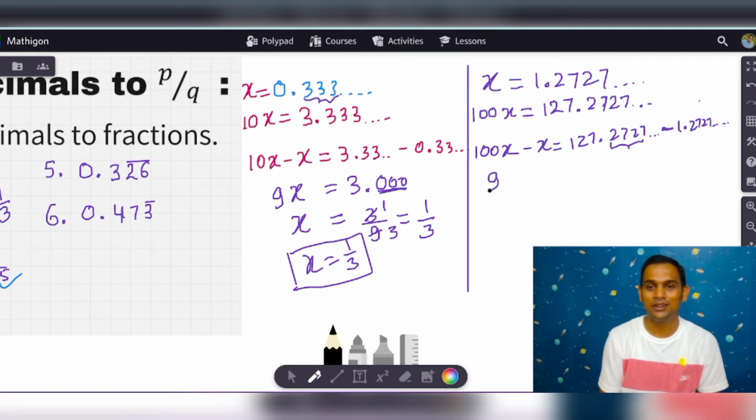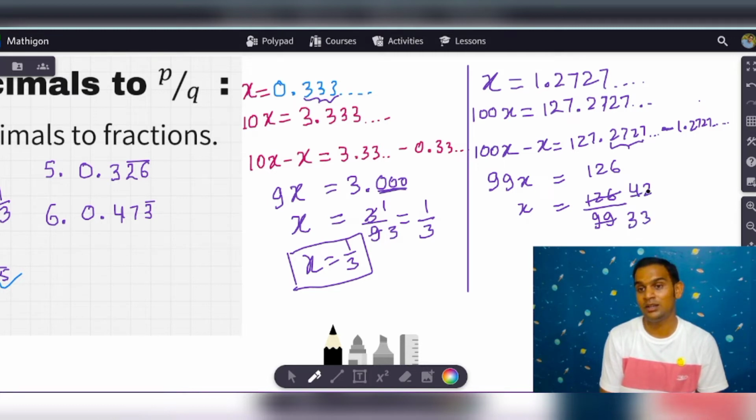So now it becomes 99x equals 126, x equals 126 by 99, and then can you simplify it further? 6 plus 2 is 8, plus 1 is 9, so you can simplify it. We can divide it by 3, so 3 times 42 and 3 times 33, and we can still divide it by 3, so this becomes 3 times 14 and 3 times 11, so we get x equals 14 over 11, or we can also write it as a mixed fraction as 1 3 by 11.